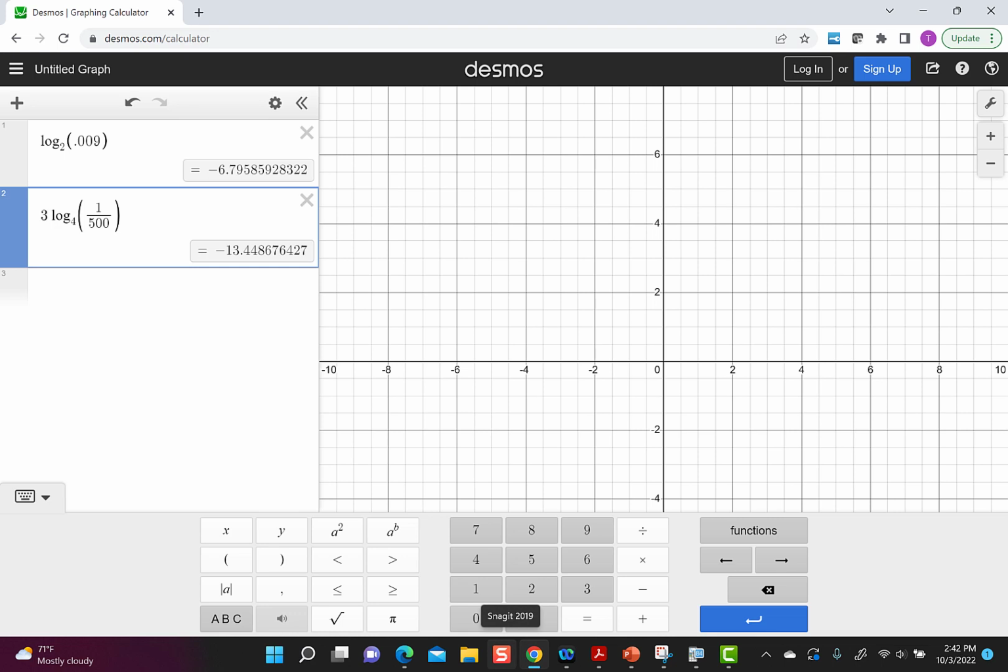We'll do lots more with logs and solving equations, but it's really important that you know this change of base to get you to numbers that you cannot do in your head.